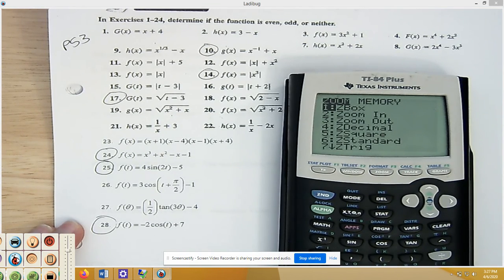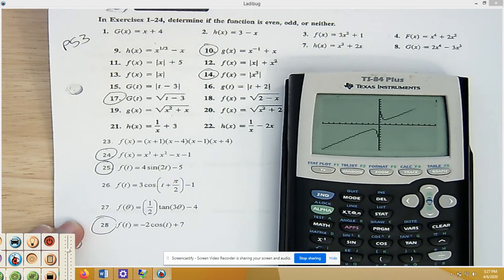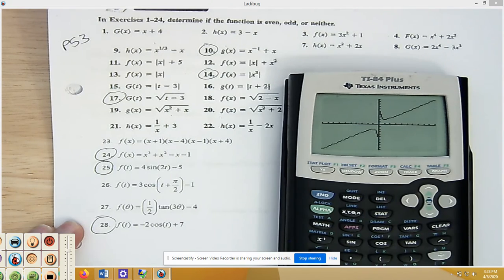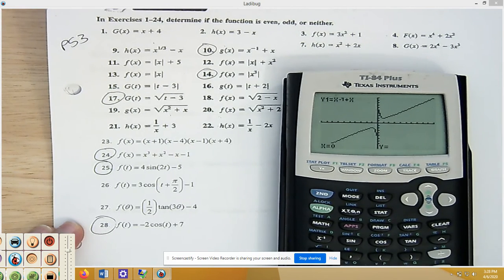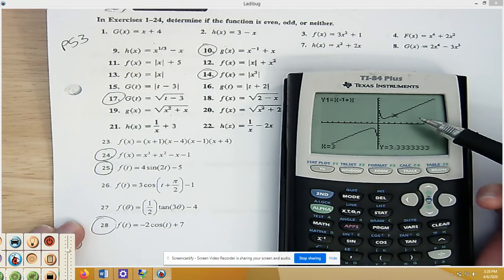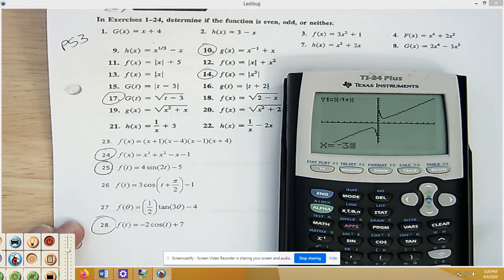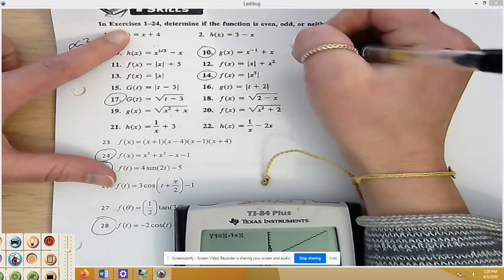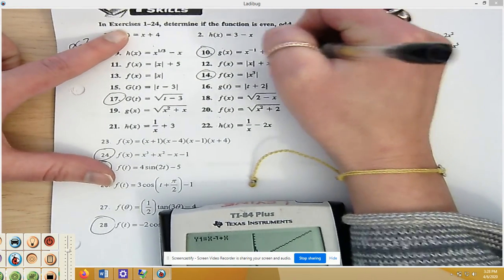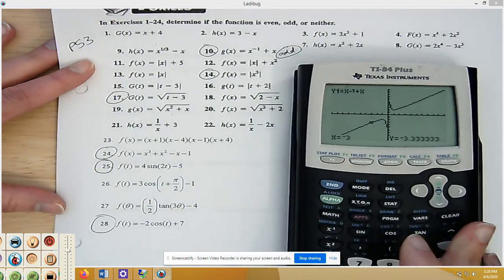We were recently doing sinusoidal graphs, so I just want to do a standard. And wow, you see this funky graph. So right now it looks odd. So it would be a rotation of 180 about the origin, which means it's symmetric with respect to the origin. And then this trace button is really super helpful. So if I type in 3, I get 3.3 repeating. If I type in negative 3, I get the same thing. So this one's looking like it is an odd function. Our question says determine if each function is even, odd, or neither, so number 10 is odd.